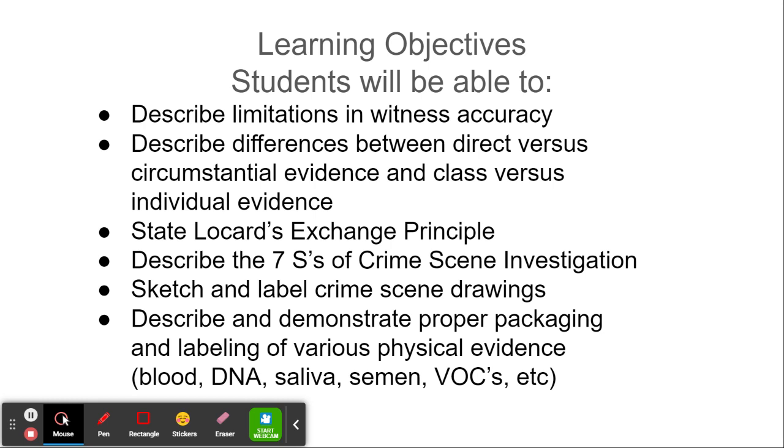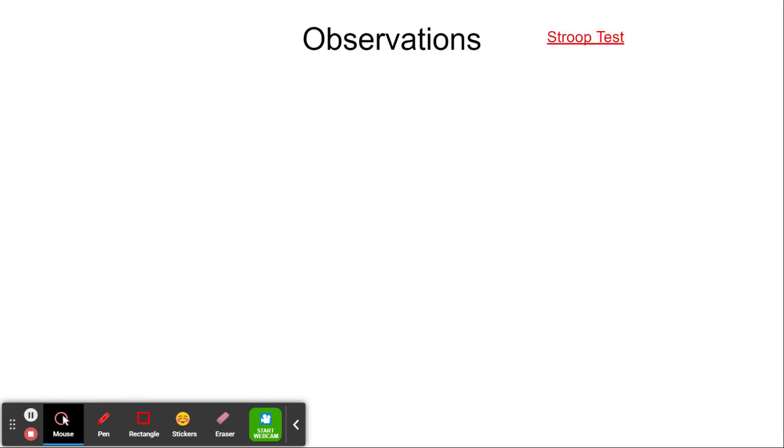Now, understand that we'll be coming back to this multiple times throughout the course as we go through each of our different sections. So, for example, when we're doing our unit on serology, we'll revisit blood. When we do our unit looking at DNA profiling, we'll revisit DNA collection and things like that. So again, this is just kind of a cursory overview, if you will, of what we're going to be doing.